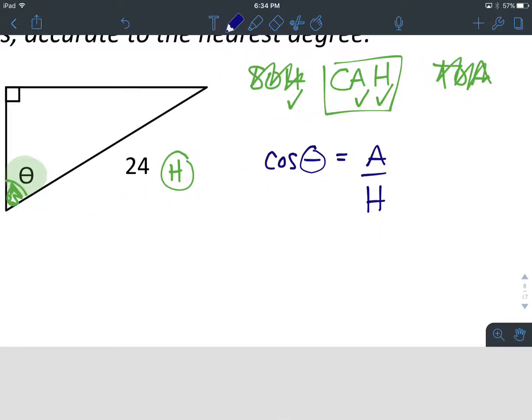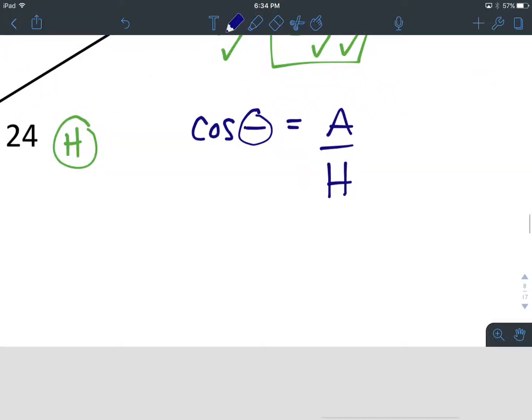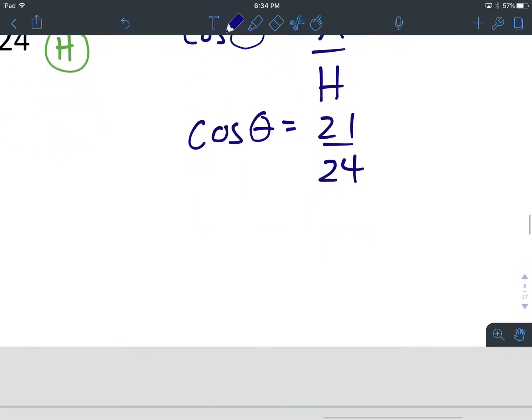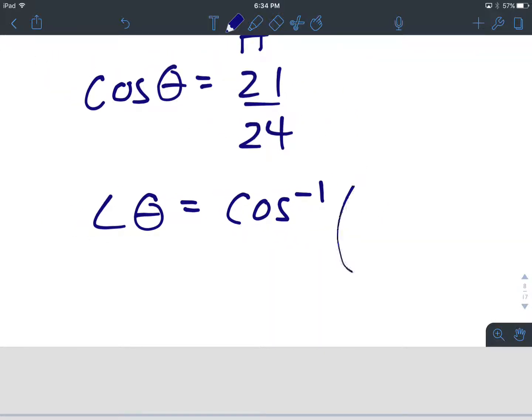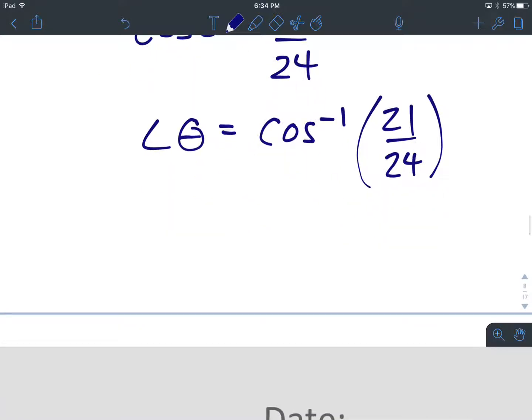Now I'm going to start to fill things in. My adjacent side is 21. Cos of theta equals 21 over 24. And as we did last time, angle theta will be equal to the inverse of cos. Think of taking the cos of an angle as something that needs to be undone. Its opposite operation is taking the cos inverse of, in this case, 21 over 24. And we're going to type this into our calculator and see what we get.